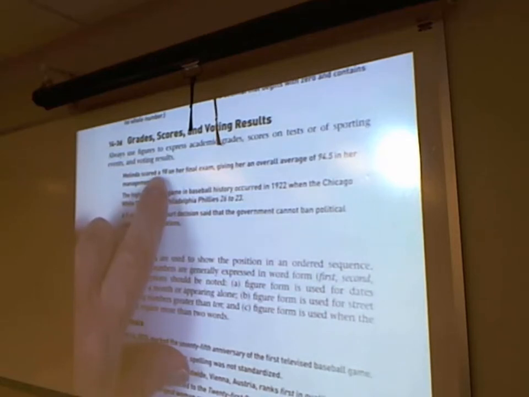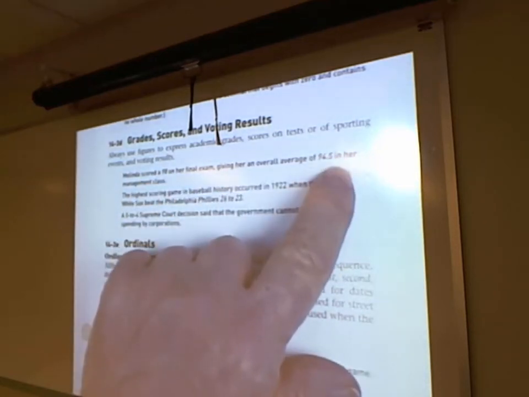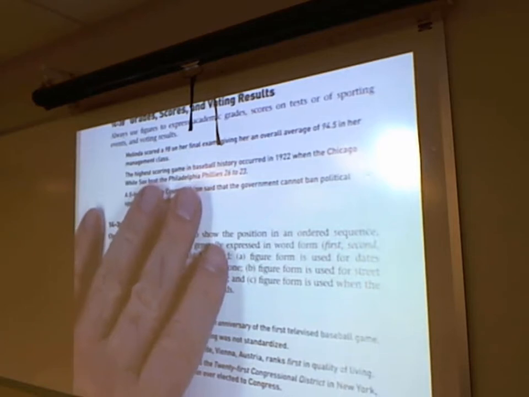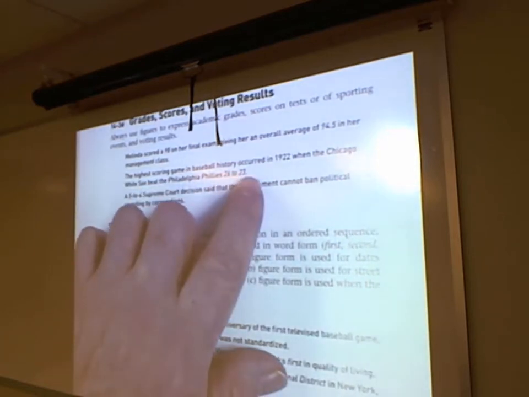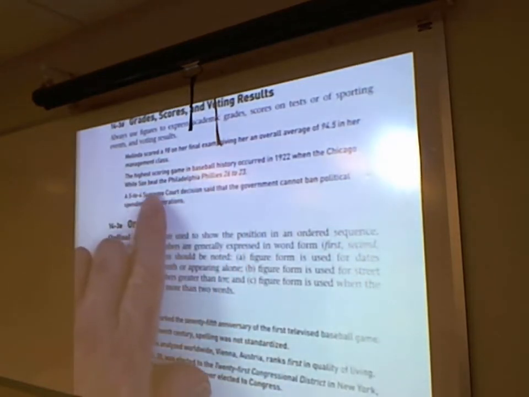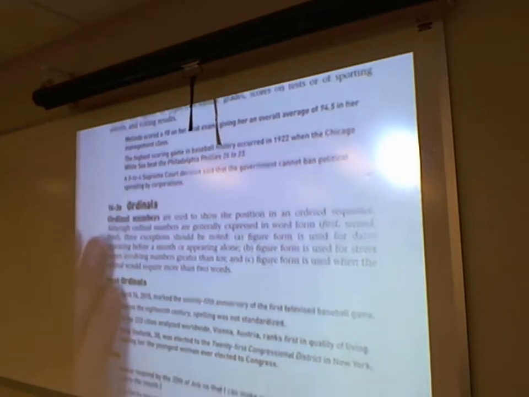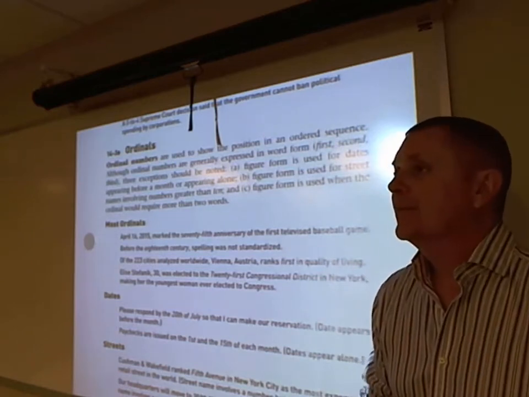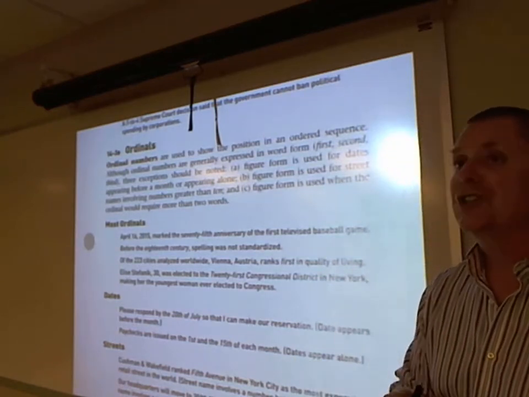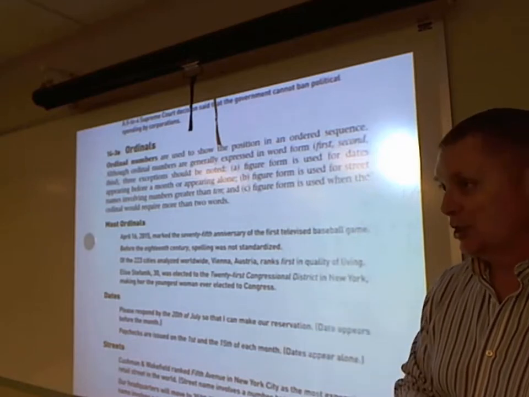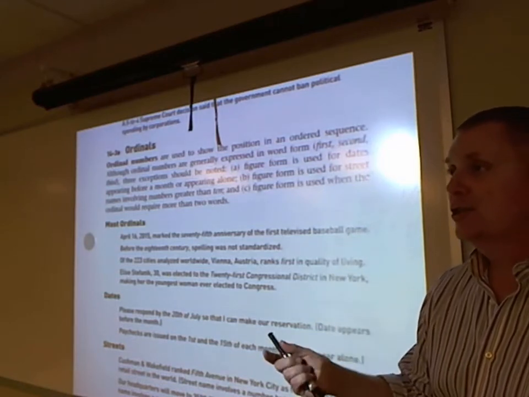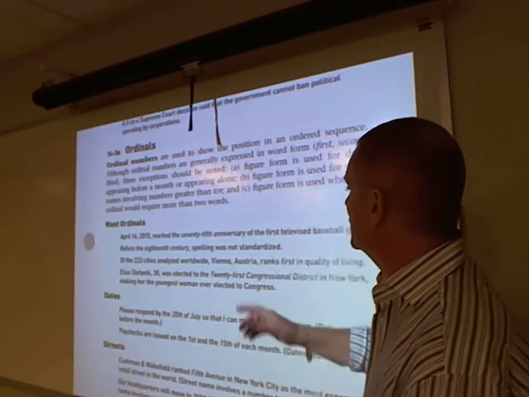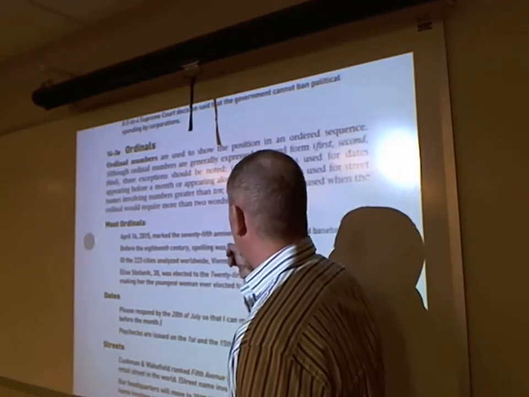Ordinals, if it's 2 or fewer words, then spell it out as a word. If it's greater than 2 words, then it becomes a figure. So 75 or 75th anniversary, 18th century, spelled out as a word. Remember 21 to 99 is hyphenated. Ranks first, F-I-R-S-T, not a figure, but a word instead.